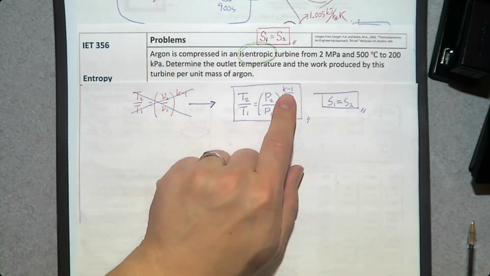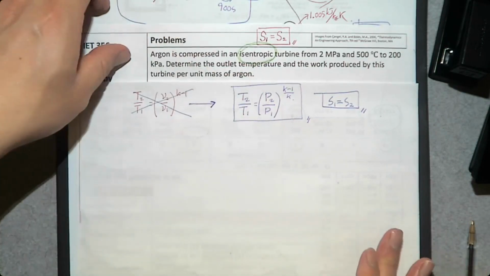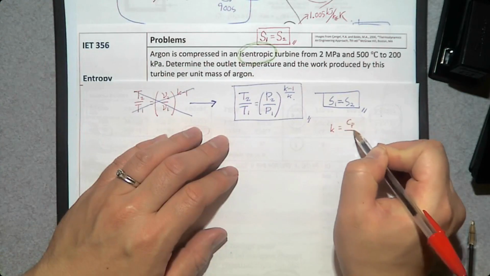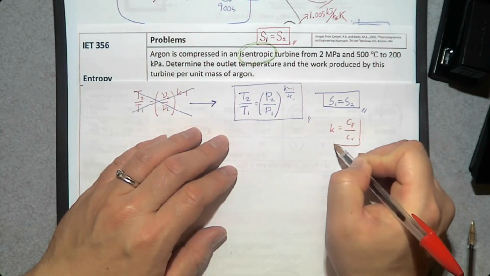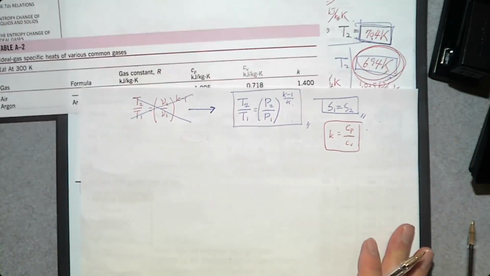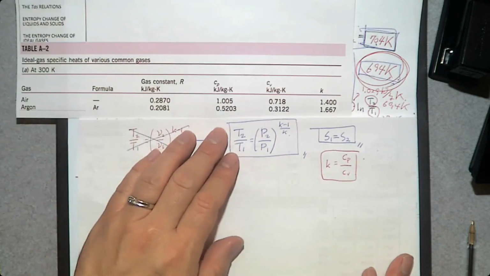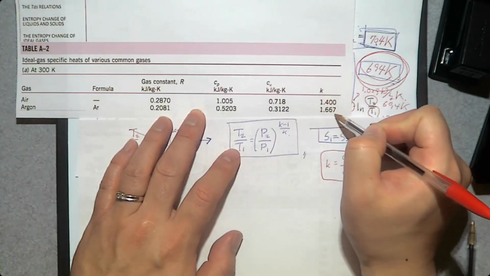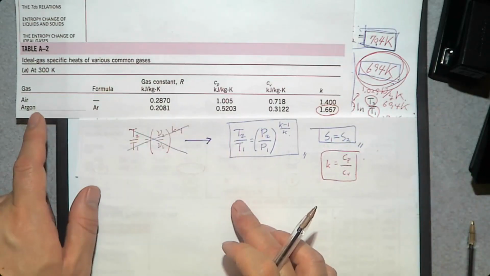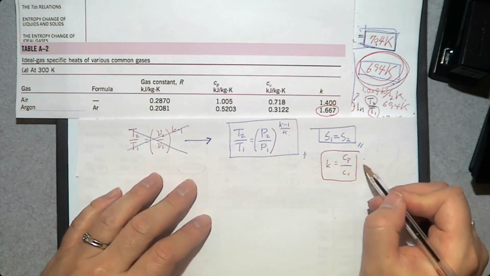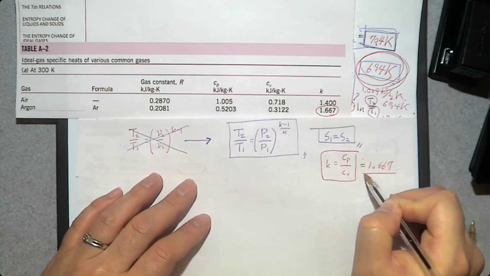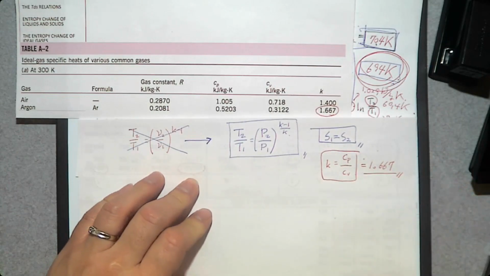And by the way, what is kappa? Kappa is Cp over Cv. Then you can get this kappa, not K, from the property table. There's a kappa of 1.667 for argon. You can get this value directly from a property table.